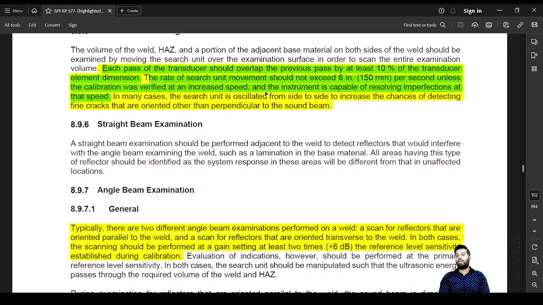The rate of scan unit movement should not exceed 6 inches per second unless the calibration was verified at an increased speed and the instrument is capable of resolving the imperfection at that speed. In many cases, the search unit is oscillated from side to side to increase the chances of detection of fine cracks that are oriented other than perpendicular to the sound beam.